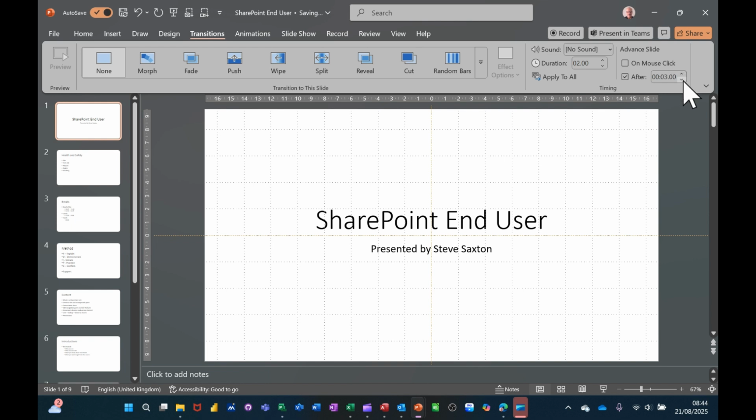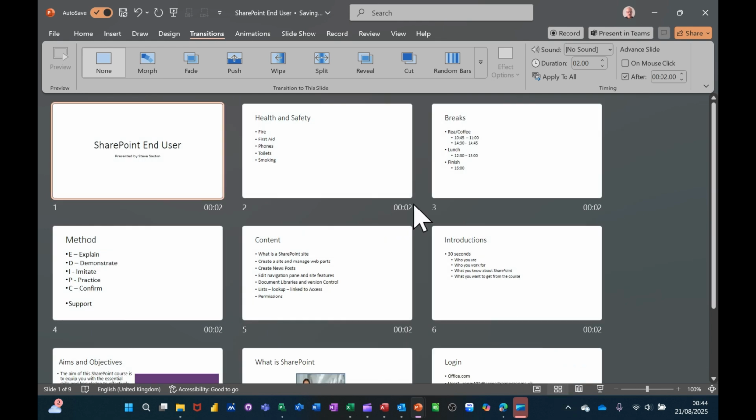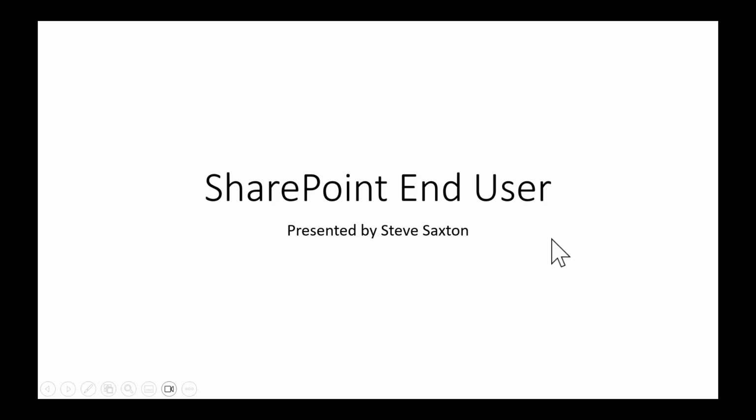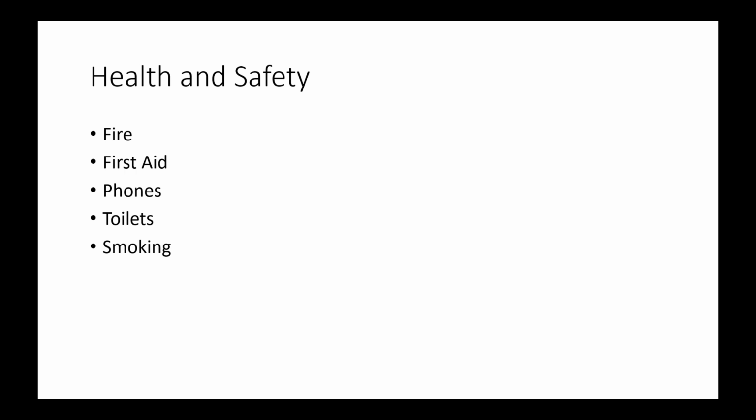So if I say 2 seconds, and if I apply that to all slides, every slide will just run for 2 seconds. Now obviously you don't see that. If I go into slide sorter view, you'll see that 2 second time frame under each slide. If I go back into the main slide, have a look, put this into full screen, and then just wait for it to go forward, and it naturally goes forward.